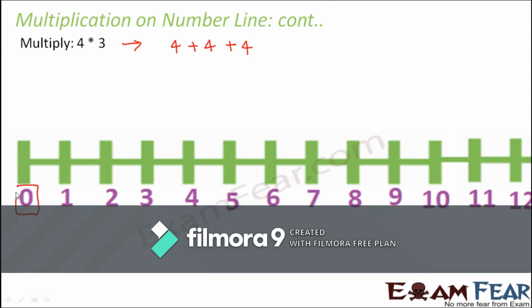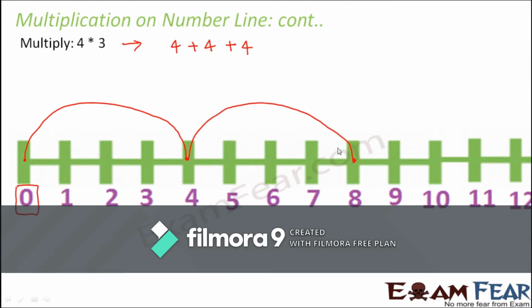So we will start from 0. This is 0. From here we add 4. That means we directly go to 4 here. Now this is just one time that we added 4. Now we have to add 4 how many times? 3 times. Let's add 4 a second time. That is 1, 2, 3, 4. So basically we will reach here.